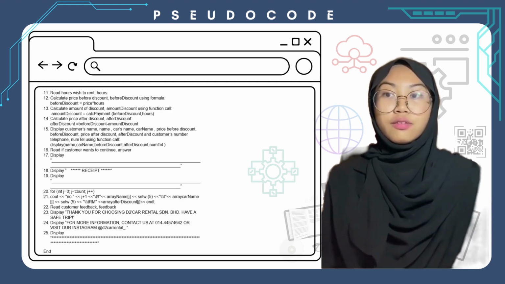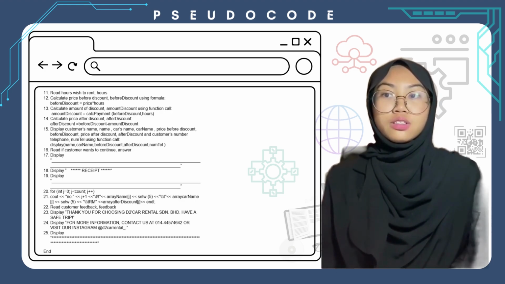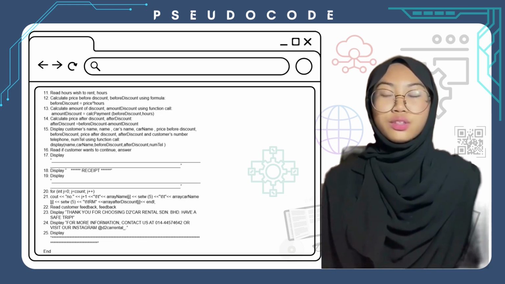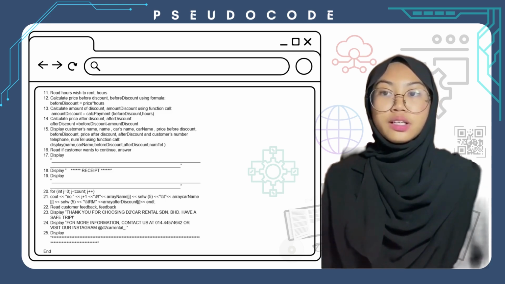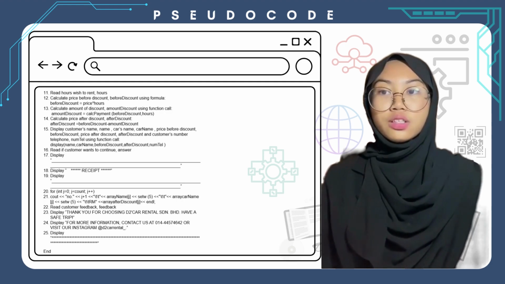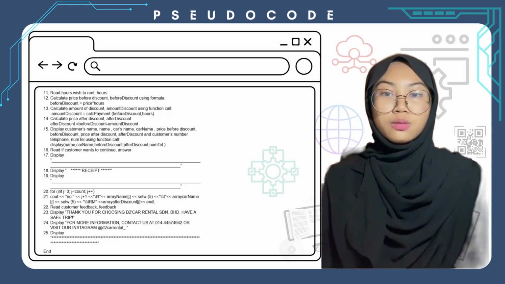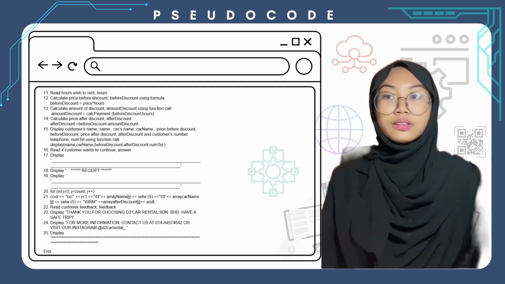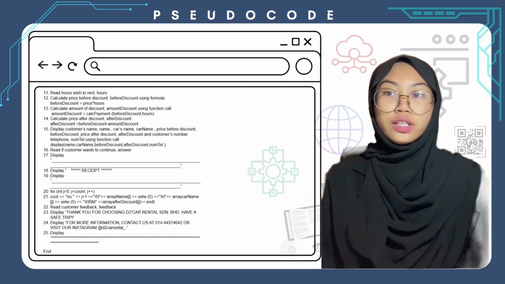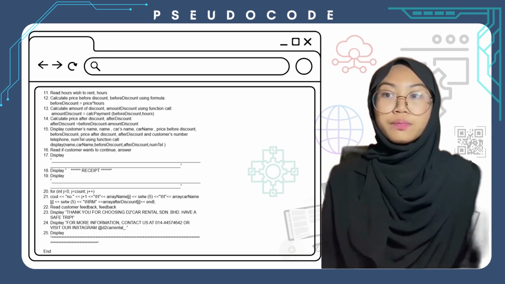For number 14, it will calculate price after discount using the formula after discount equals before discount minus amount discount. It will display the customer's name, car's name, price after discount, price before discount, and customer's contact telephone. For number 16, we read whether the customer wants to continue or not.